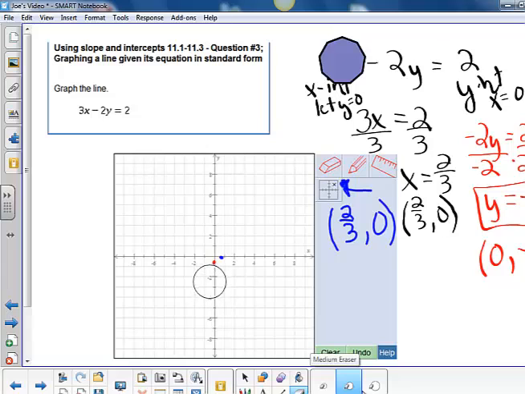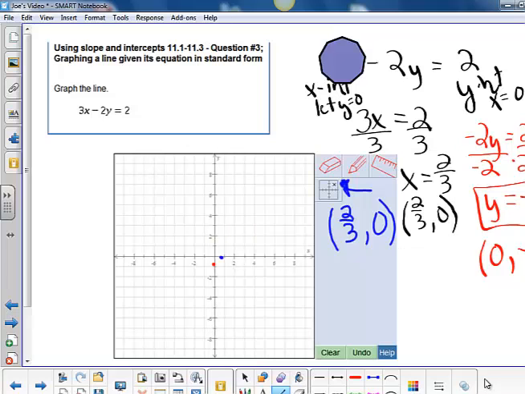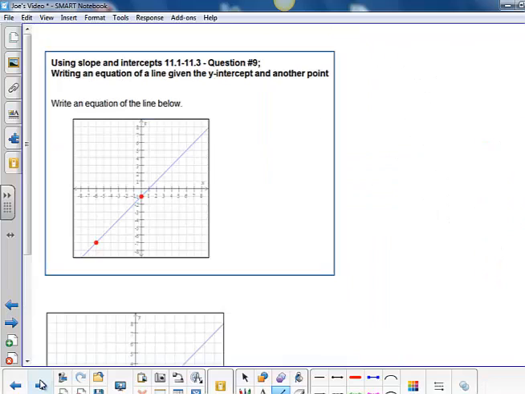All right? And then all you want to do is connect your 2 dots with a line, and that is how you graph a line given its equation in standard form.